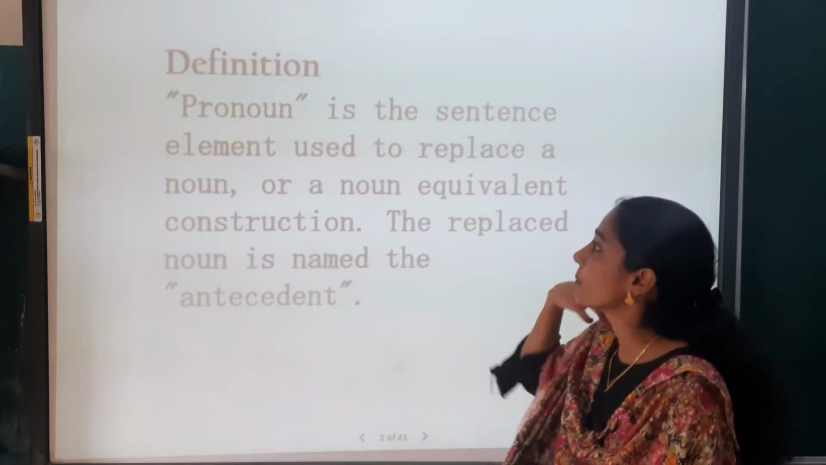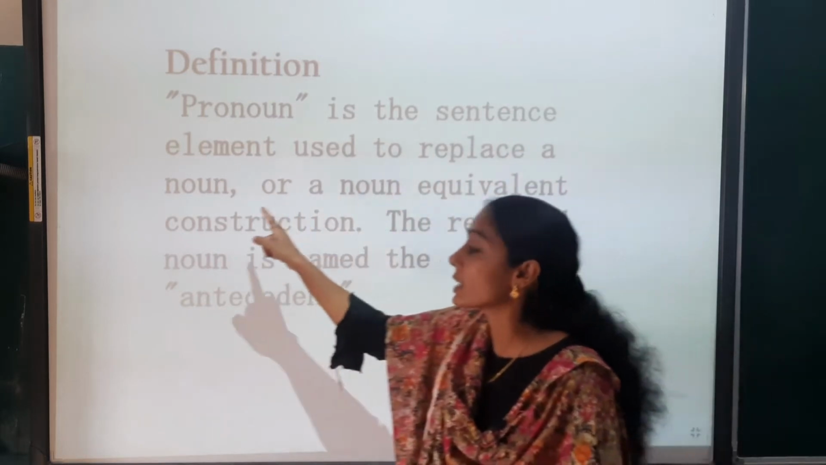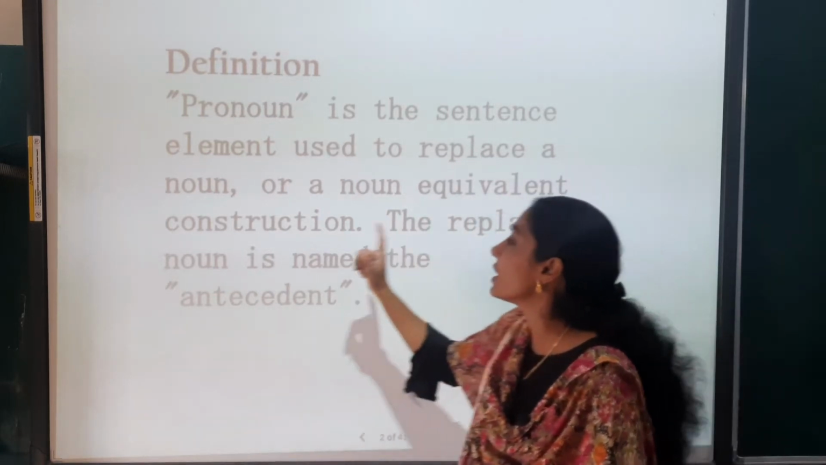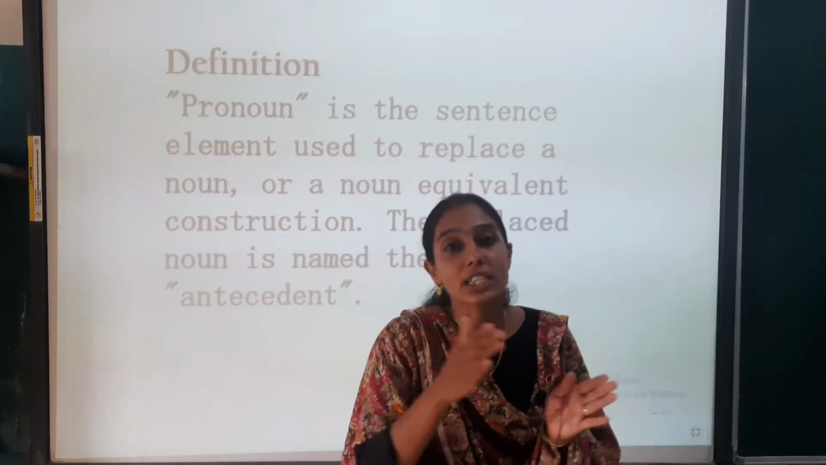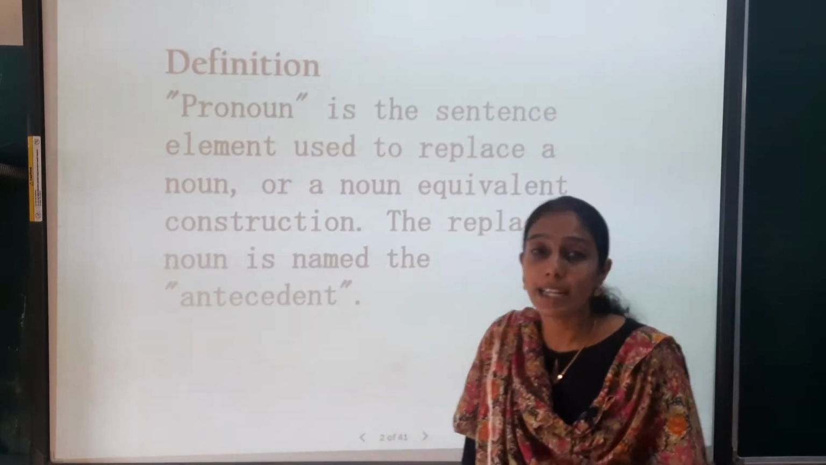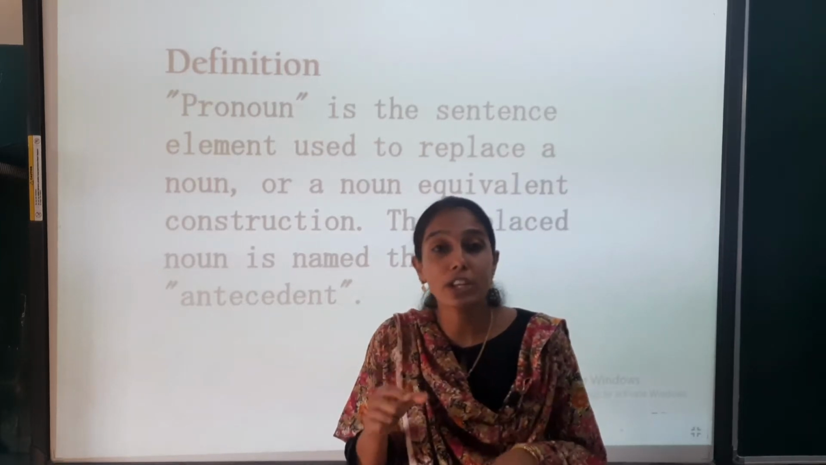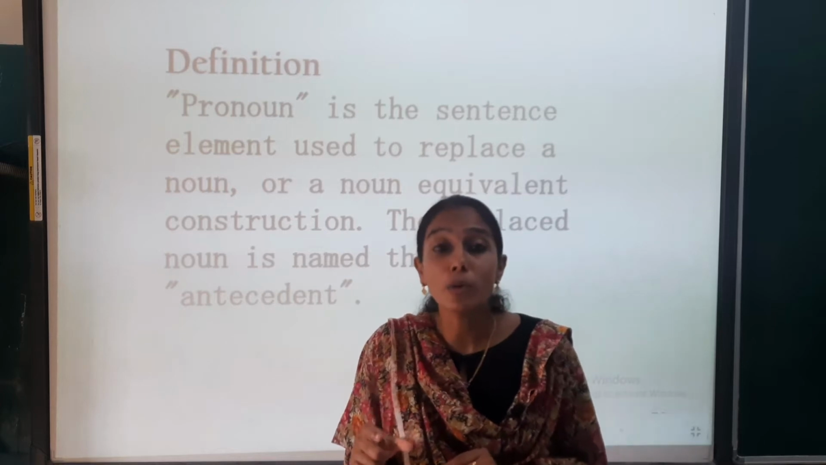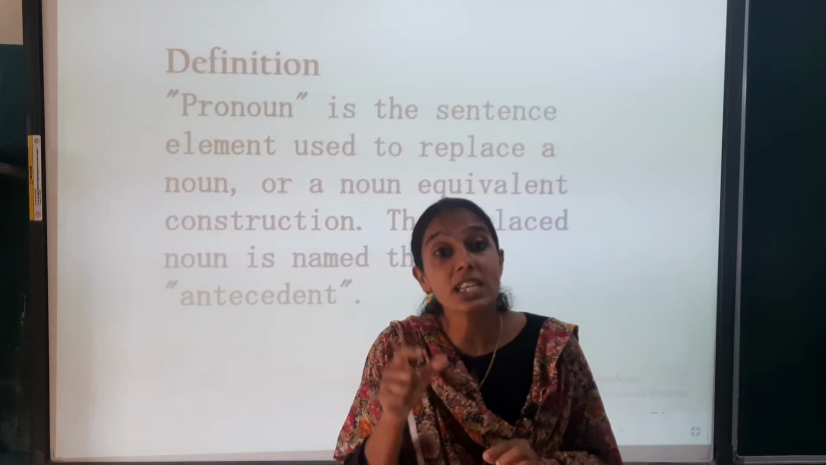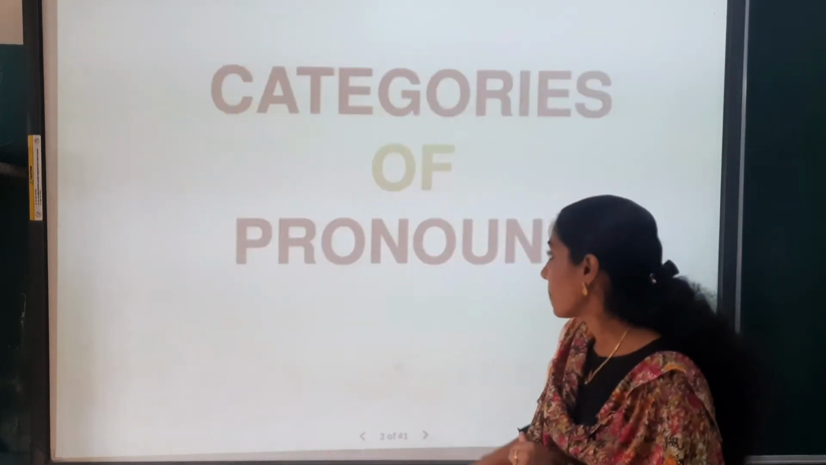This is the definition. A pronoun is the sentence element used to replace a noun. It is used to replace a noun or a noun equivalent construction, or a noun that is equal to it. The replaced noun is named as the antecedent. So the noun that we replace, for example here, what is the noun? It is Rita and the pronoun is she. So I am replacing the antecedent Rita with the word she.